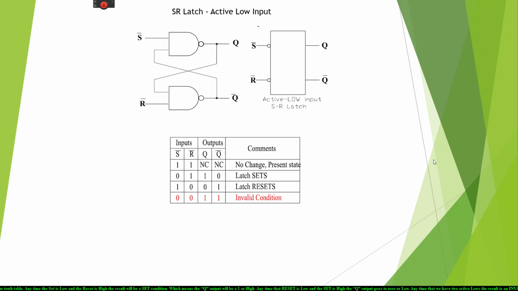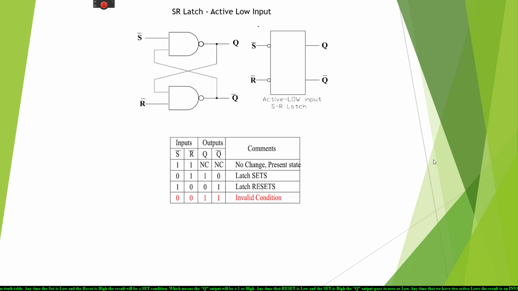This is an SR latch with an active low input and is made up of NAND gates. Here's our truth table. Anytime set is low and reset is high, the result will be a set condition, which means the Q output will be 1 or high.